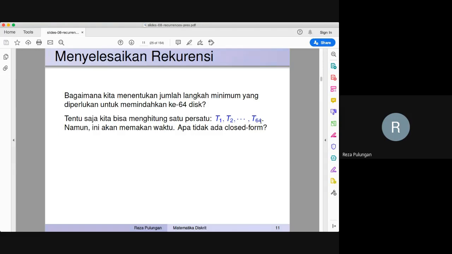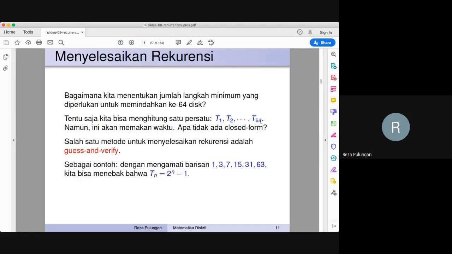Is there any closed form solution? If you have a closed form solution, then the result will be a formula, and all you need to do is evaluate this formula. So let's see. One of the methods to solve this recurrence is called guess and verify. From the name, we know that it requires guessing. So how do we guess?